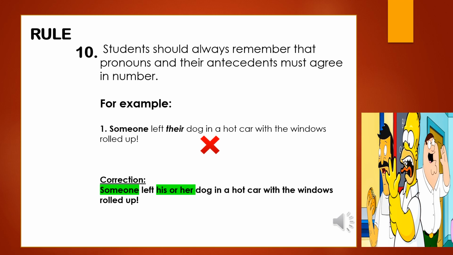Someone, the indefinite pronoun someone, is a singular indefinite pronoun, hence it requires a singular pronoun antecedent. As a result of this, the correction to that sentence would be someone left his or her dog in a hot car with the windows rolled up. Did you get it?